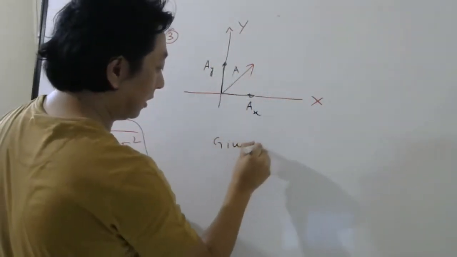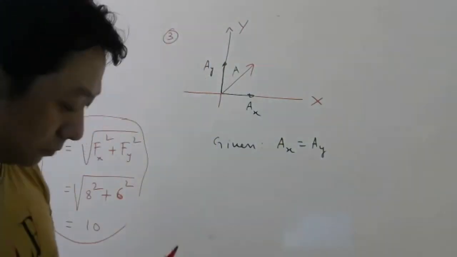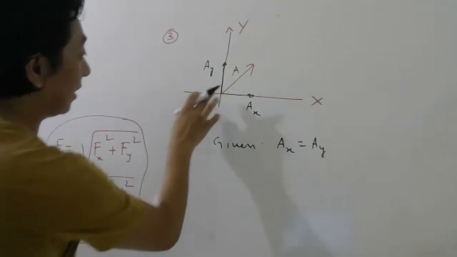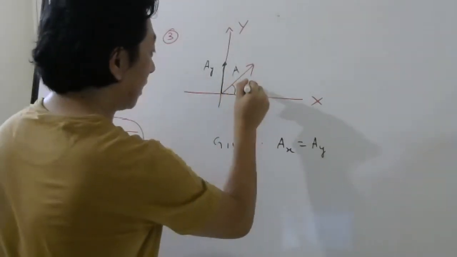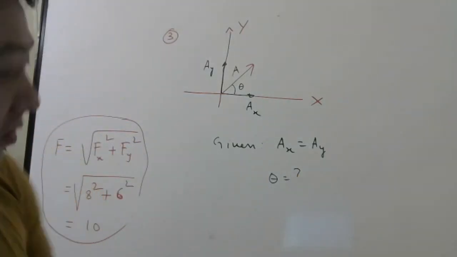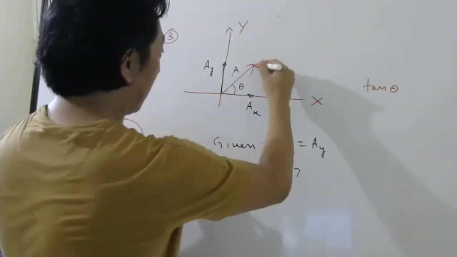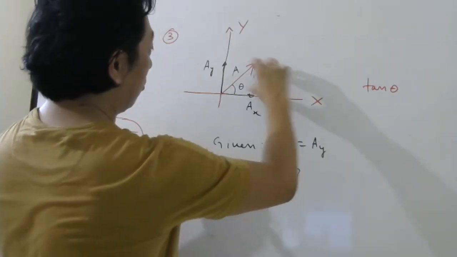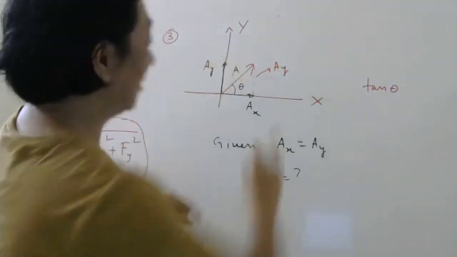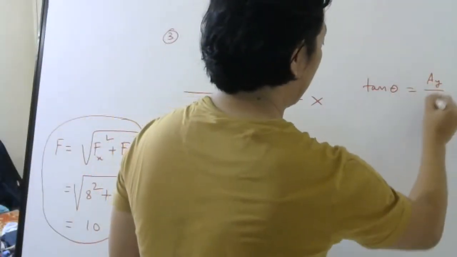So given Ax equal to Ay. What they want? What is the angle made by the vector with x-axis? This angle they want. Can anybody tell me directly? Yeah, it has to be 45 degree, because what is the formula for tan theta? This tan theta is this opposite side, which is the component along y-axis, right? So this is your Ay. Length will be Ay only, no? So formula is Ay by Ax.